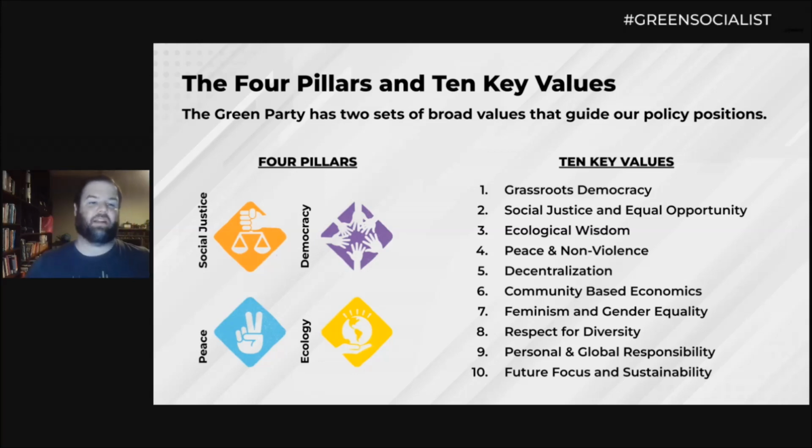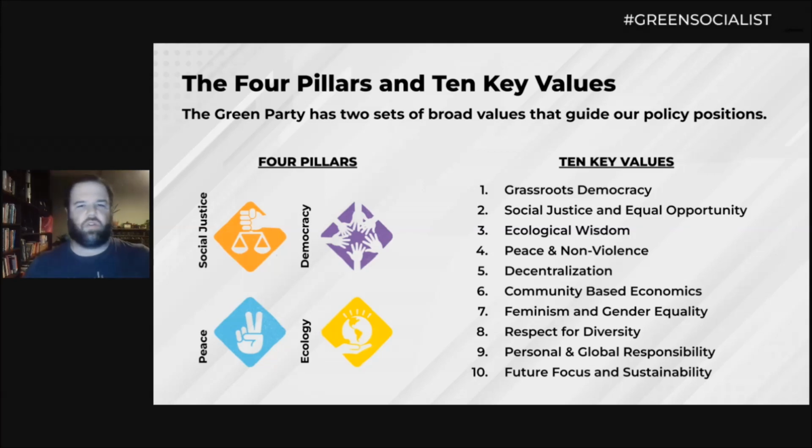Capitalism is not democratic. By definition, it's a hierarchical system of power. Social justice and equal opportunity are not outcomes of capitalism. Capitalism drives division and oppression. Similarly, capitalism is the driving force behind climate change, right? So it's definitely not ecologically wise. And we can go through each one of these, and what we'll find is that the Green Party, whether explicitly calling itself socialist or not, has been socialist the entire time, right? We have espoused socialist values since our founding, getting close to 40 years ago.